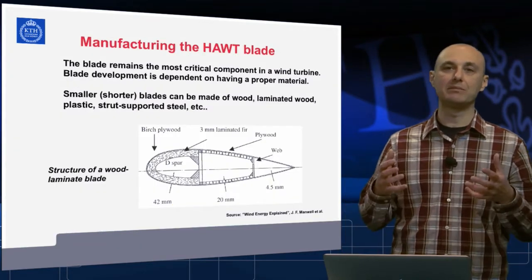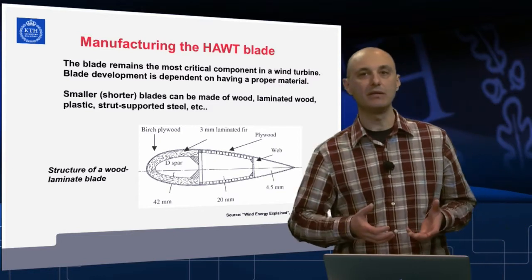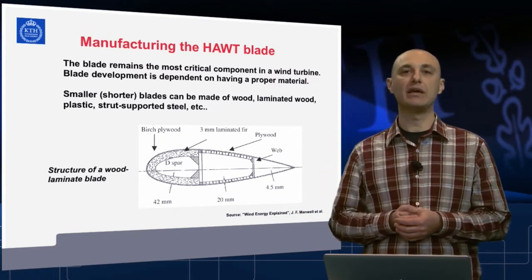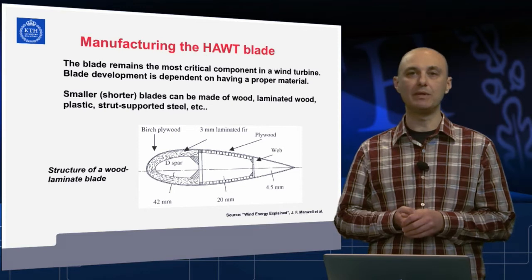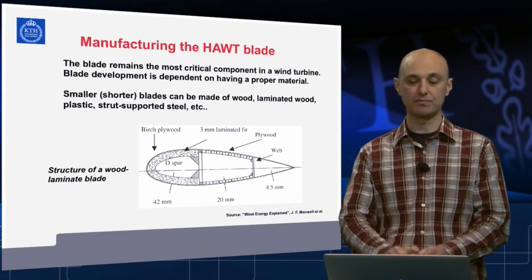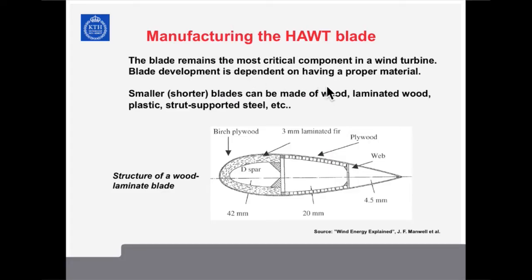How is the blade manufactured? It's a long story. It deserves a full-scale lecture of itself. We will simply now focus on the most important points. The blade remains the most vital, the most critical, the most vulnerable component of the wind turbine. The blade development is actually driving the development of the rest of the machine.